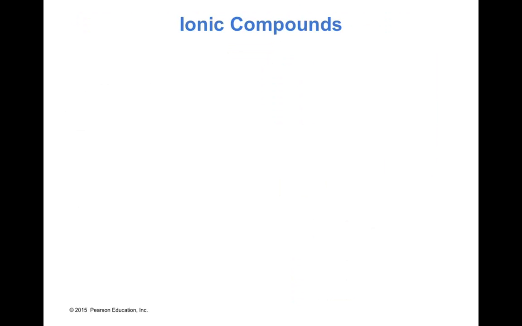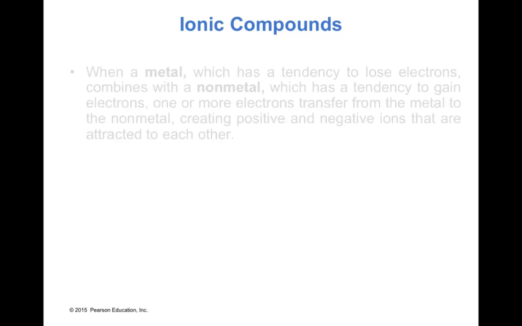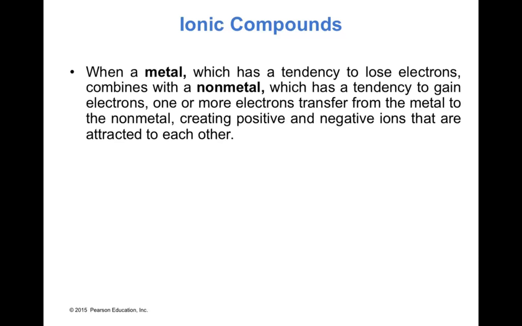Now let's talk a little bit about the ionic compounds. When a metal, which has a tendency to lose electrons, combines with a nonmetal, which has a tendency to gain electrons, one or more electrons transfer from the metal to the nonmetal, creating positive and negative ions that are attracted to each other. So as you can see here, in an ionic compound there is an electron transfer. An electron has been transferred from the metal, and because that metal lost that electron, now we have a positive charge.